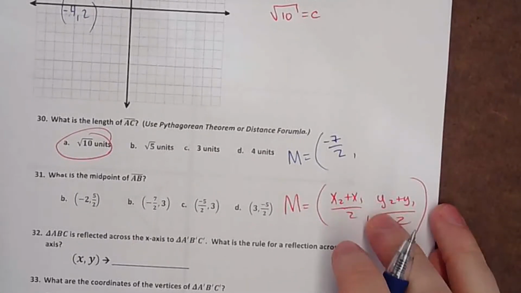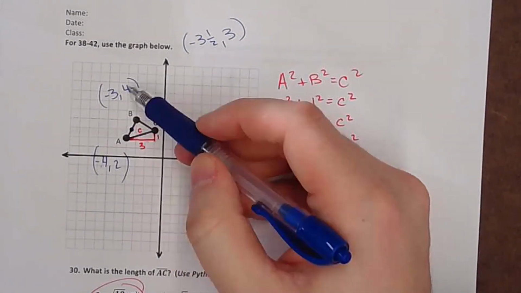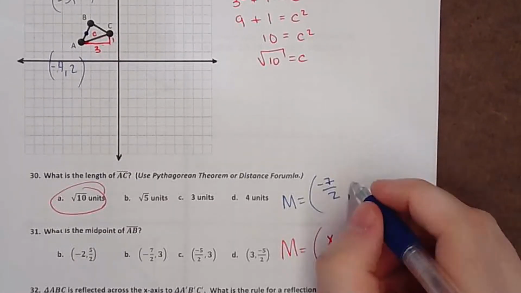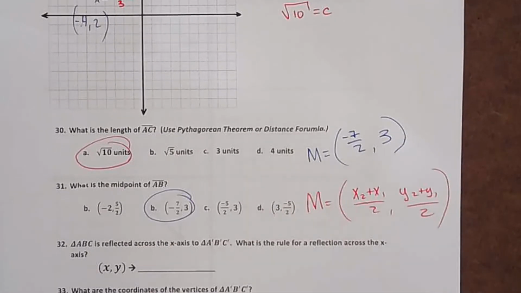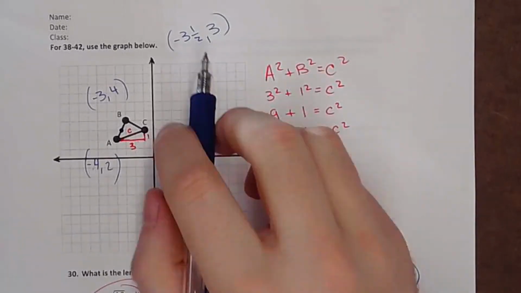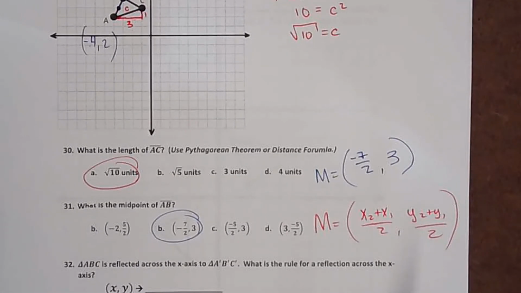Because we have to average them, right? What are my y's added together? Okay, well 6 over 2 is just 3, right? So negative 7 halves, comma 3. And guess what? Negative 7 halves is the same thing as negative 3.5. So I was right by guessing.